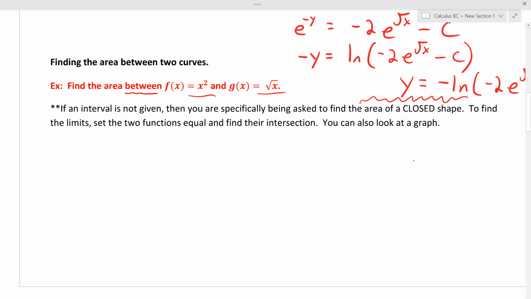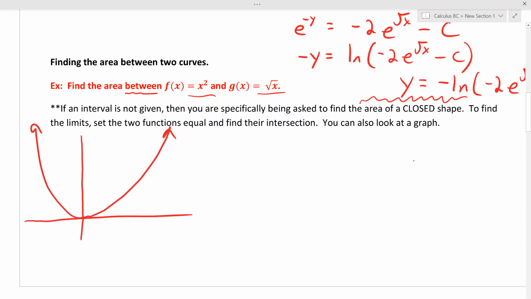Okay, like they're not giving me any bounds. So we need to know what this graph looks like. But you know that x squared looks like this, right? And root x looks like that. So the shape they enclose is right here. So I'm asking you to find the area of that shape.